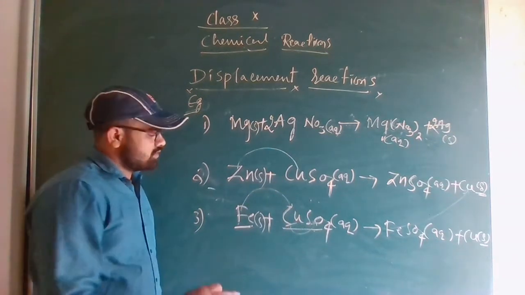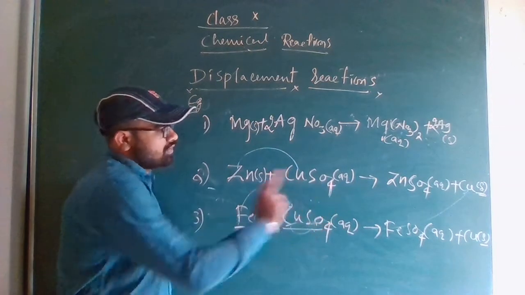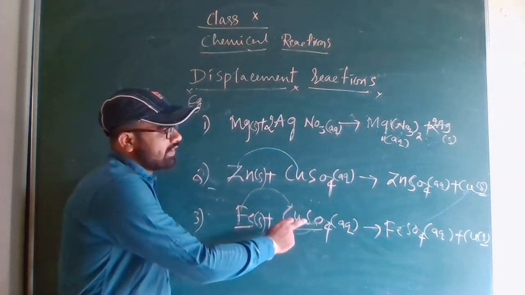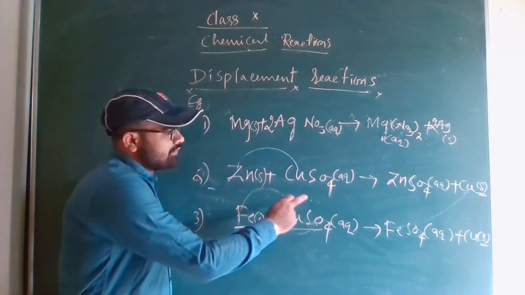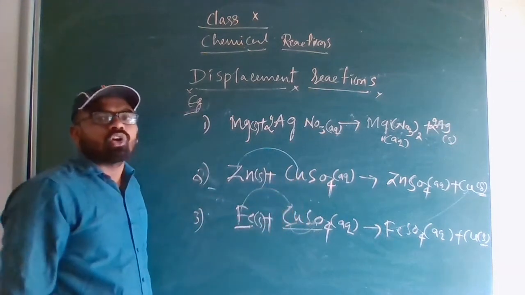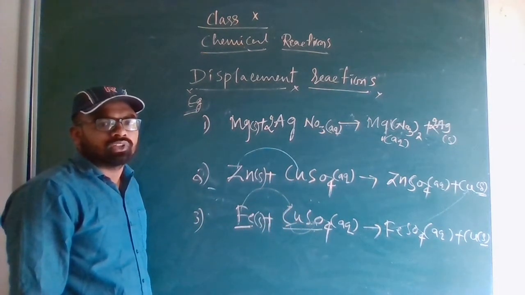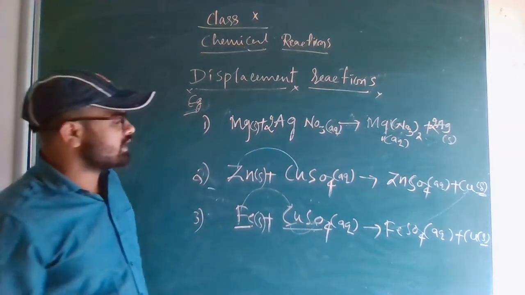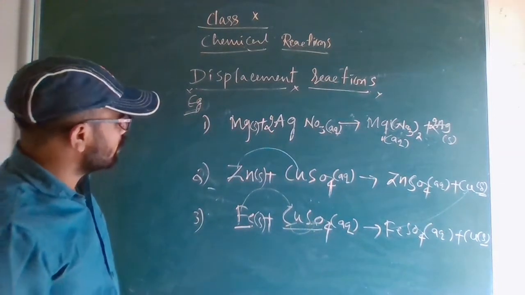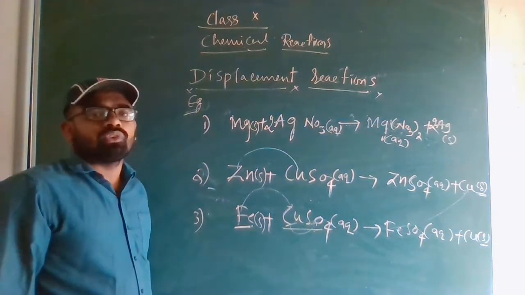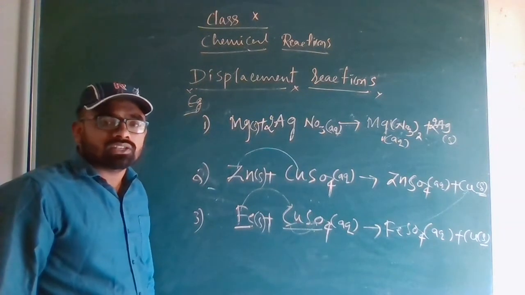So like this, iron displaces copper from copper sulfate and it forms iron sulfate along with copper. So this much I hope you understand. Okay, Fe plus CuSO4 will give me FeSO4 plus Cu.